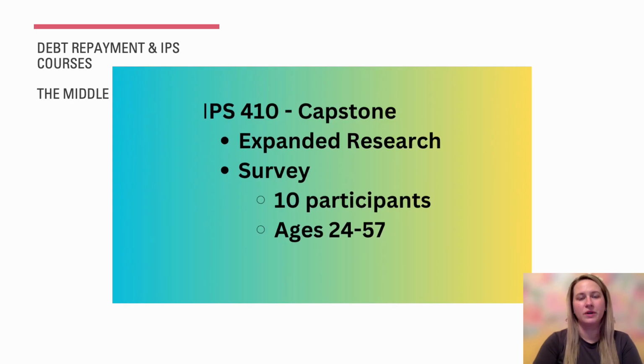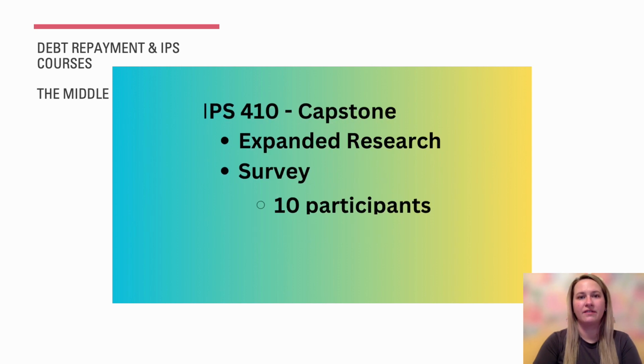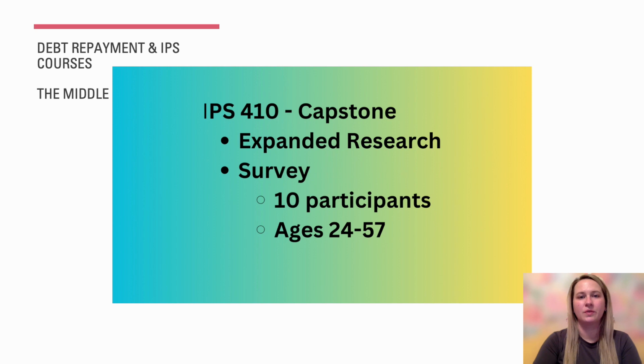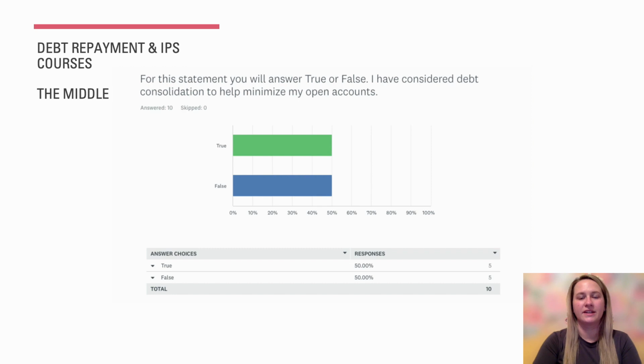In IPS 410, the capstone course, I expanded my research. I did this by creating a survey and surveying 10 participants, ages 24 to 57. I asked them about if they had considered debt consolidation. Here you can see 50% of participants considered debt consolidation in the past.